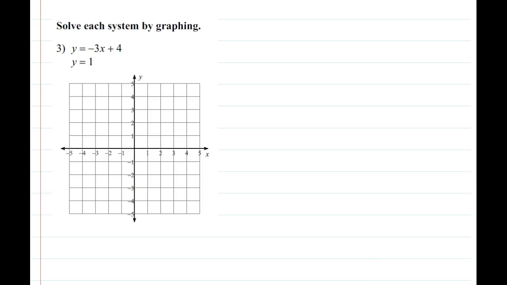Alright, so let's graph this. So we'll start with the y equals negative 3x plus 4. So we start at our y-intercept of 4. And our slope is negative 3 over 1. So I'm going to go down 3 to the right 1, down 3 to the right 1, and draw a line.